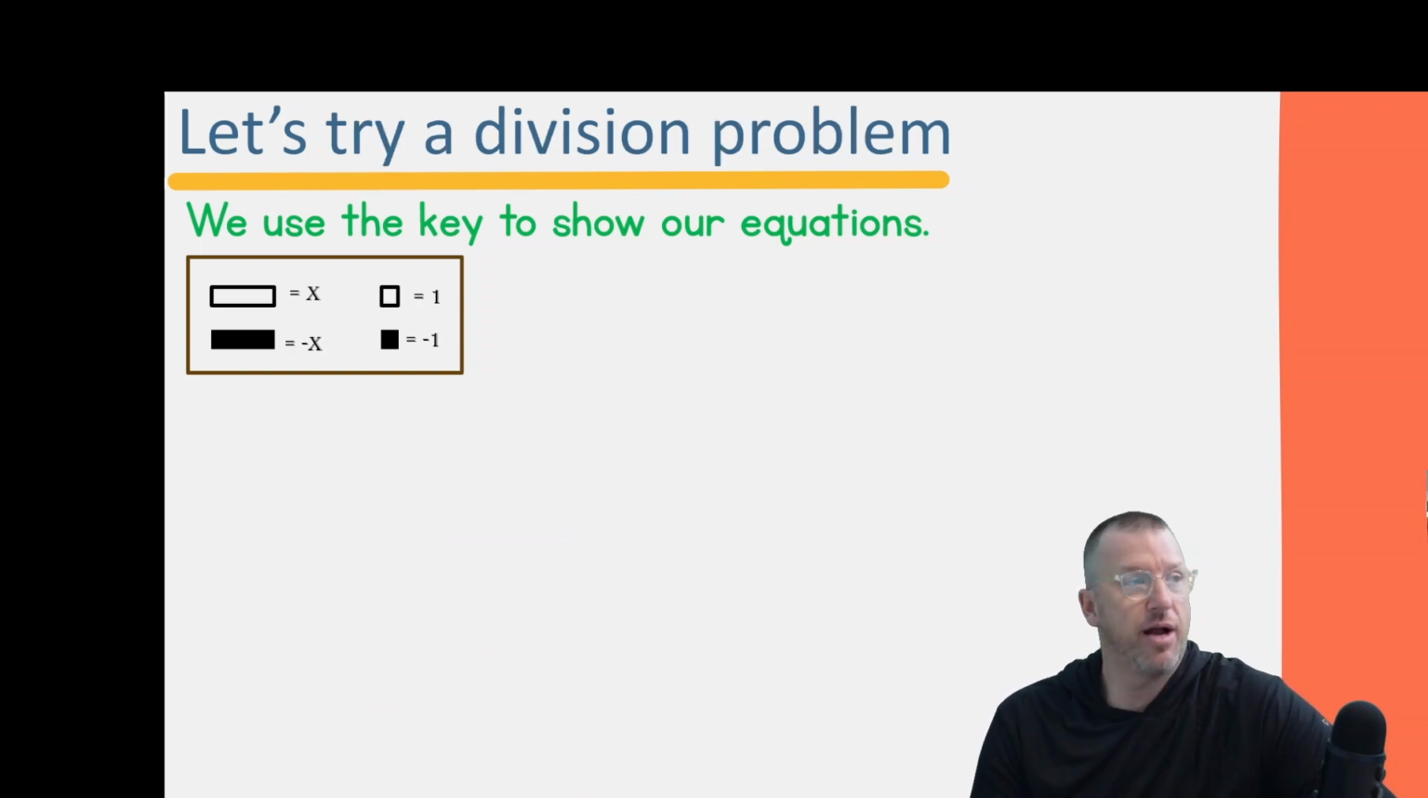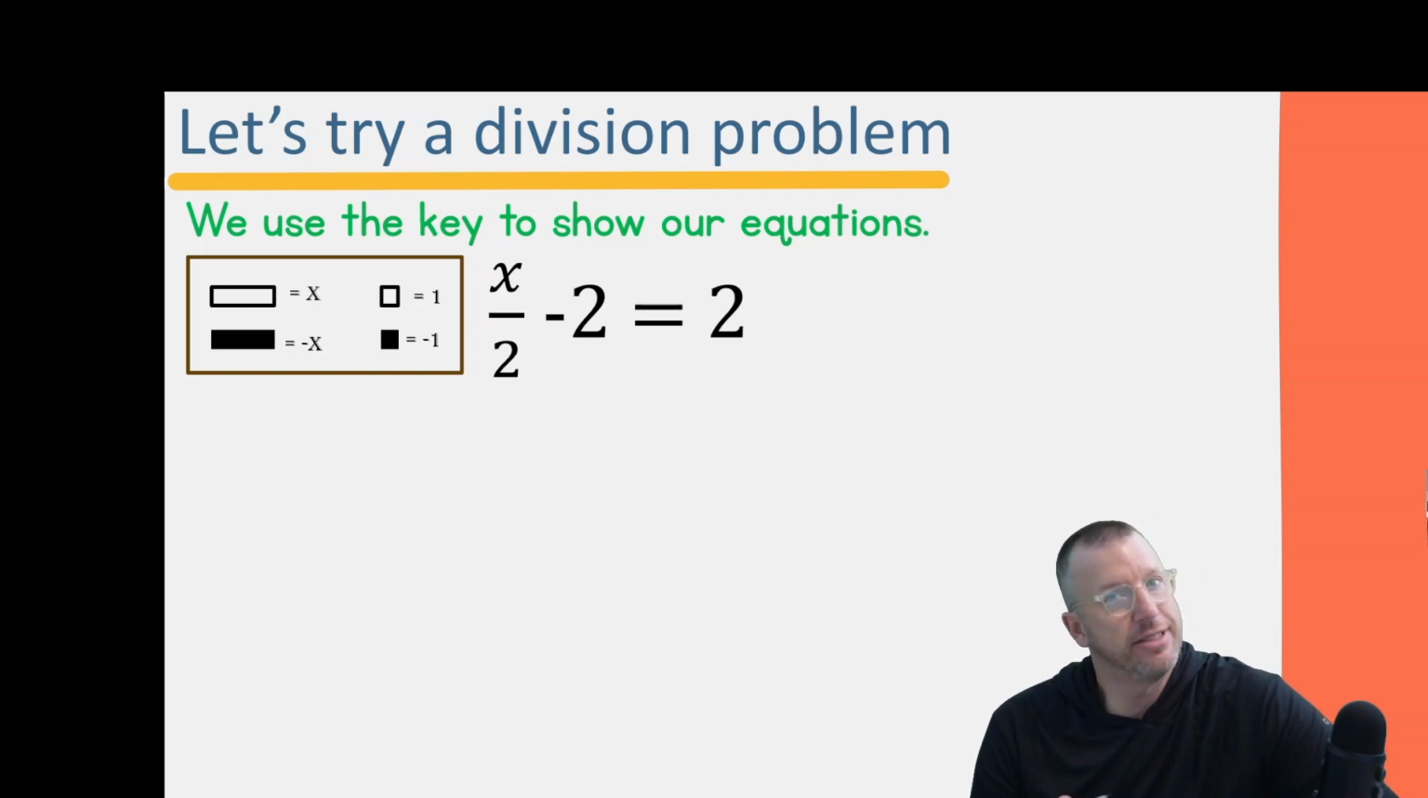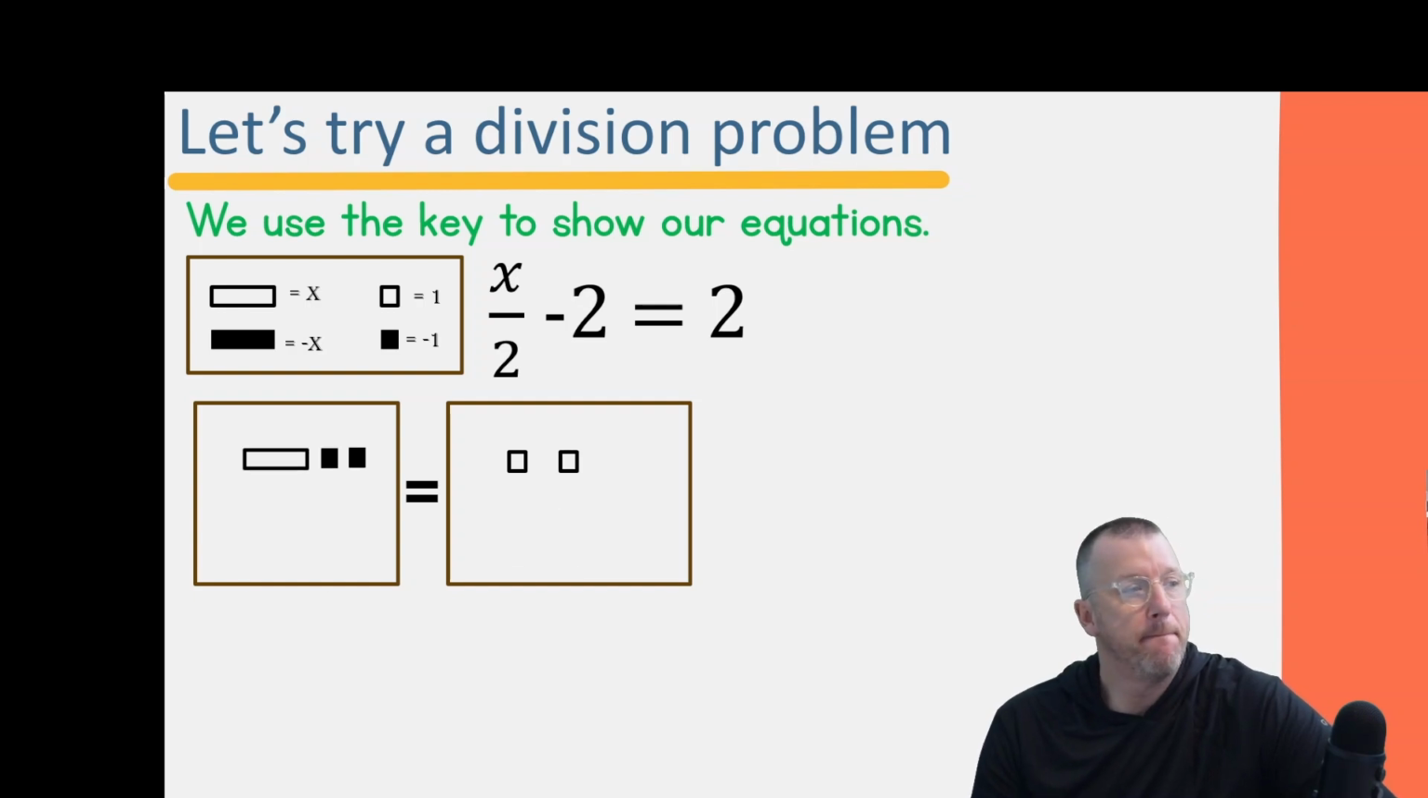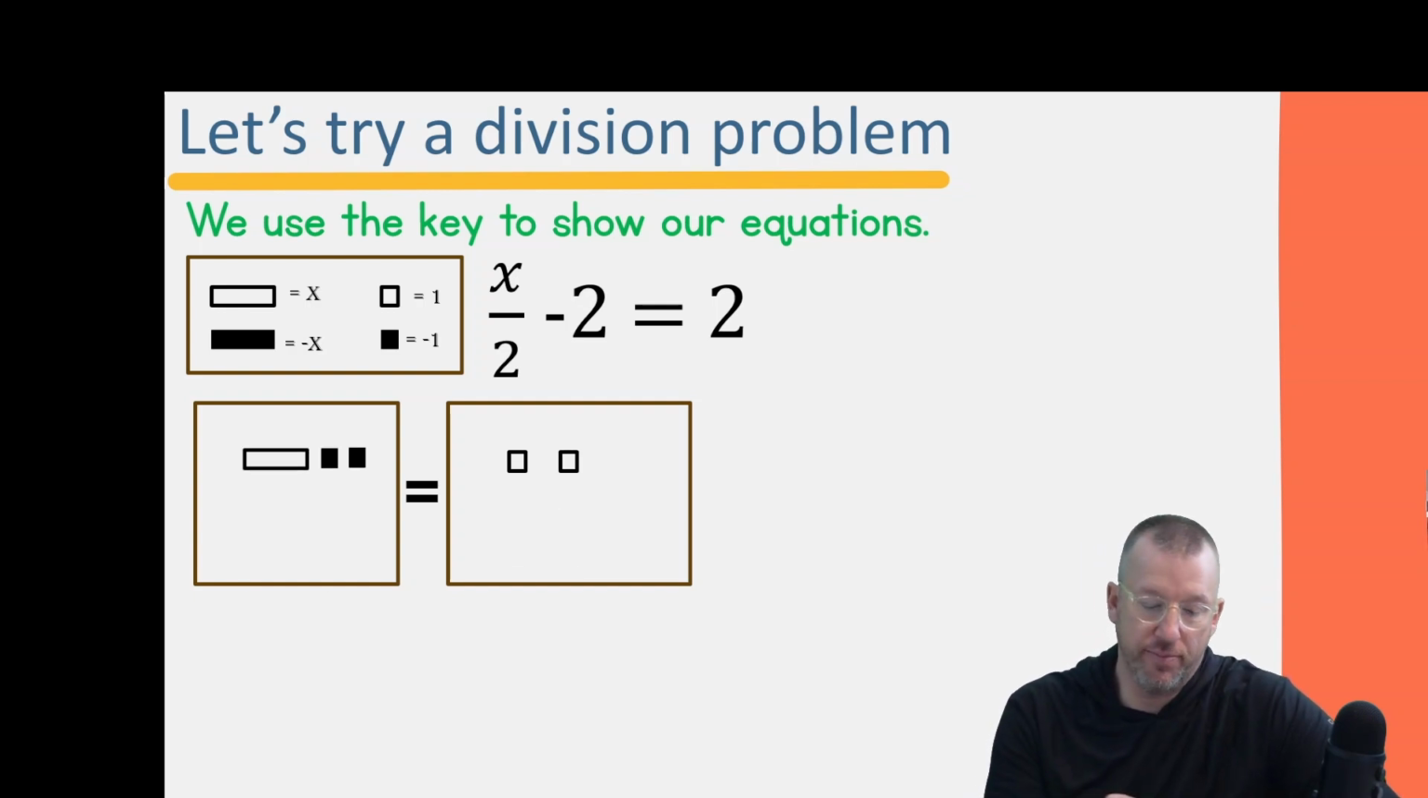Okay, let's try a division problem because these are always a little bit harder. We already know the addition and subtraction because that's zero pairs, right? Do the inverse. So here we have x divided by 2 minus 2 equals 2. So we put the x up here, and then we subtracted the 2.